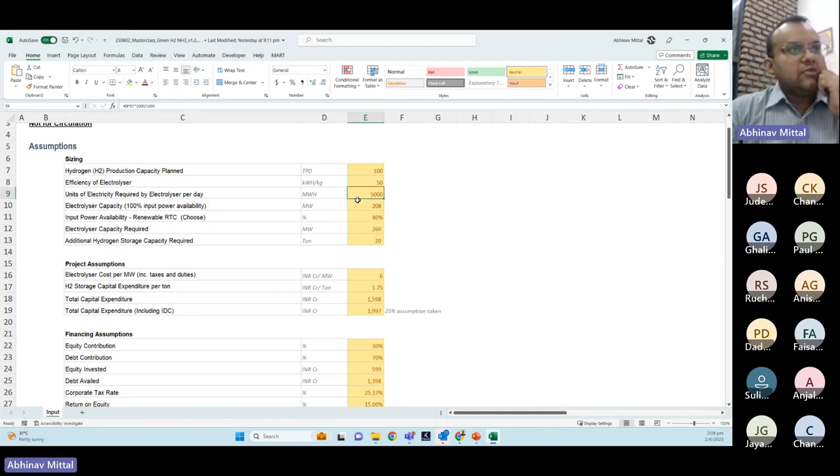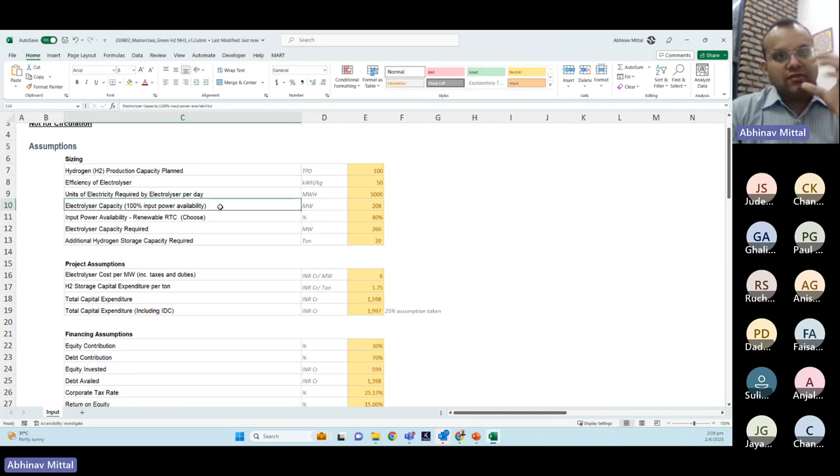Then, assuming that you have 100% input power availability, what it means is that you have found a renewable energy source which provides you power for 24 hours in a day. Now, if you're purely using a solar resource, this number would not be 100%. This would be a much lower number, something like 40% or maybe 20%, based on the efficiency factor. If you combine solar wind hybrid, without battery, it can go up to 80%, with battery, it's around 100%.